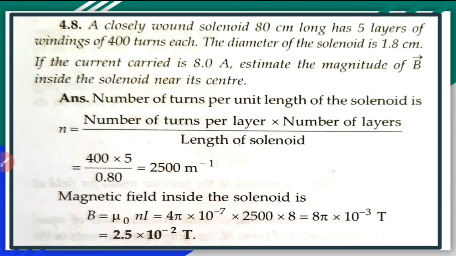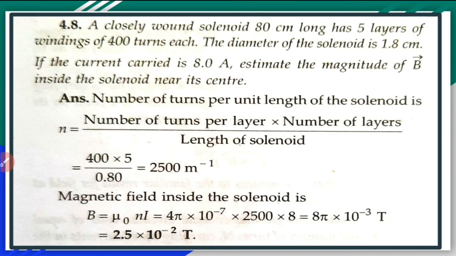So what will be the total number of turns? 400 into 5, that is 2000. The diameter of the solenoid is 1.8 centimeter. Now the current is 8 ampere, you know, and the diameter of the solenoid 1.8 centimeter, let it be. Now how to find B?